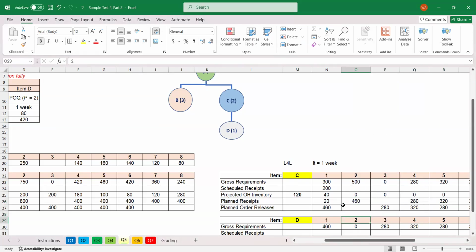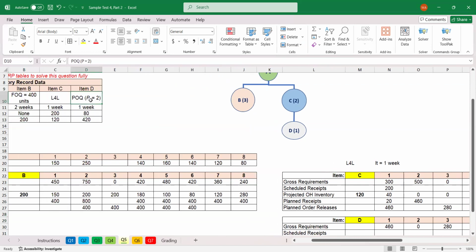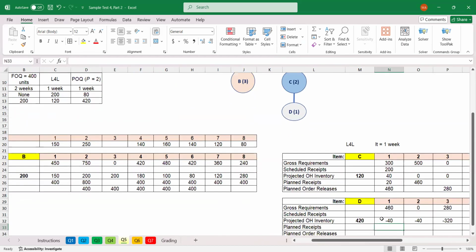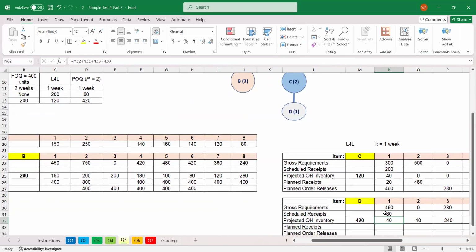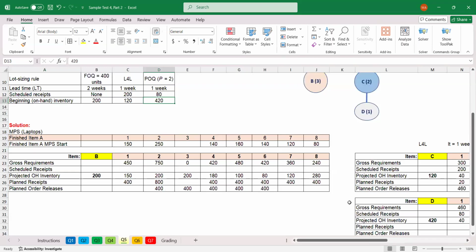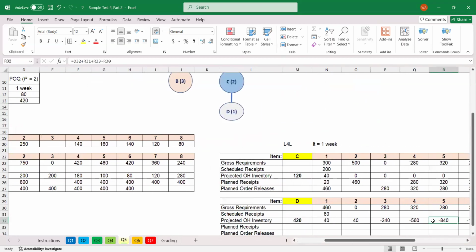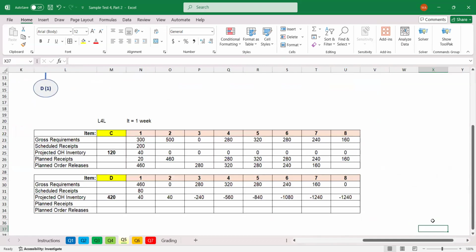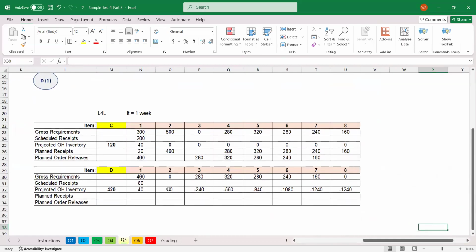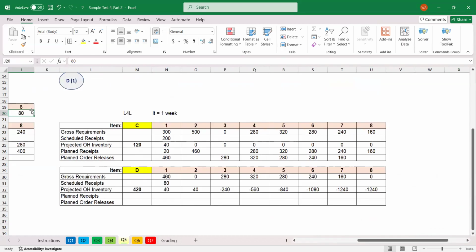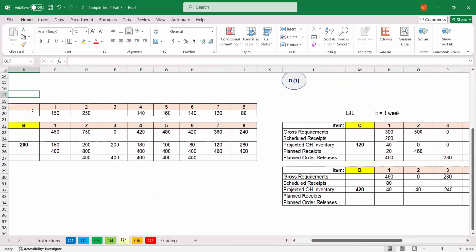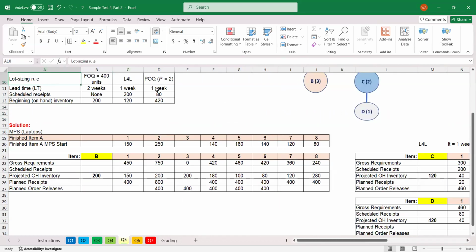All right, so let's move on to this one here. For the last one here, it's a periodic order quantity. And we're told they have 80 units scheduled to be received. So I need to add that here, 80. What else are we told? We are told that on hand, they have 420 units in inventory. Okay, so with that information, now let's go ahead and fill out the rest of this table. So we have a periodic order quantity approach, and the number of periods that we're going to be dealing with here are P equals 2. So they're ordering every 2 weeks.